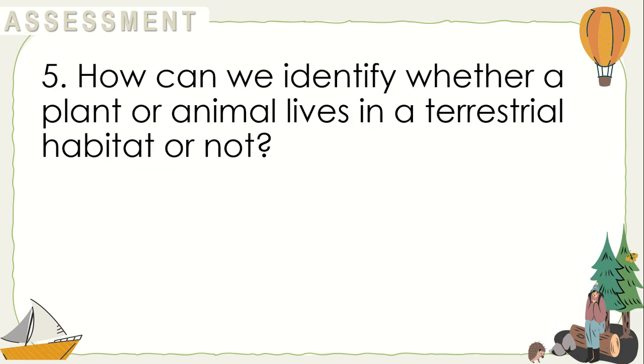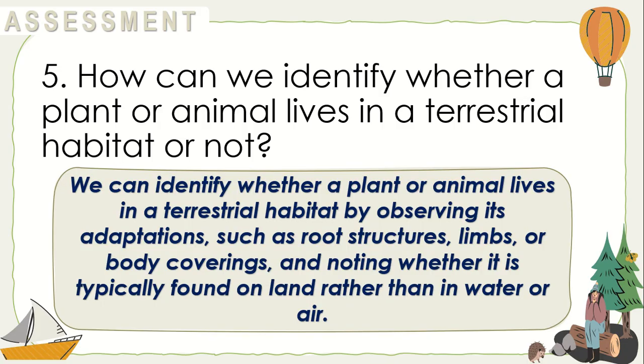How can we identify whether a plant or animal lives in a terrestrial habitat or not? You're right, we can identify whether a plant or animal lives in a terrestrial habitat by observing its adaptations, such as root structures, limbs, or body coverings, and noting whether it is typically found on land rather than in water or air.